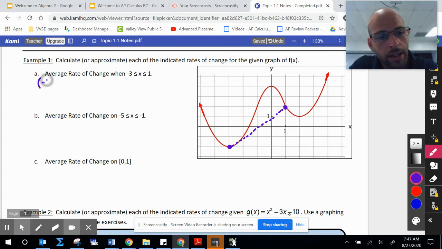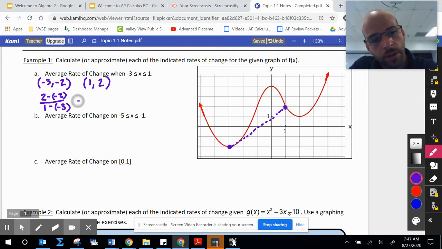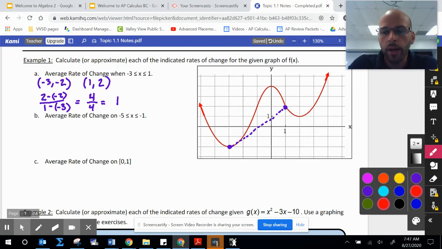So at -3, the y value is -2. At 1, the y value is +2. So now if I find that average rate of change, I'm going to say 2 minus -2 all over 1 minus -3. And if I do that calculation, I get 4 over 4, which just gives me an average rate of change of 1.